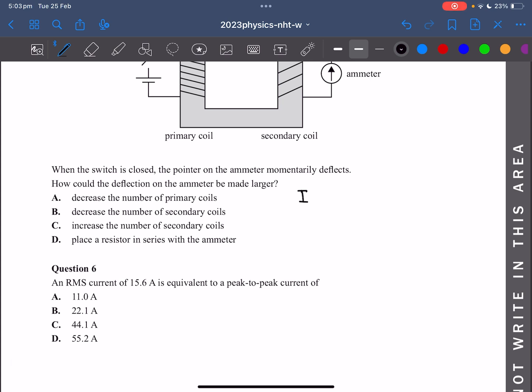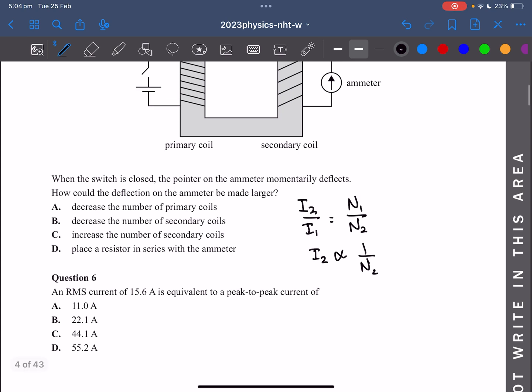So we know the relationship between the current and the number of loops, or the coils. I2 over I1 equals N1 on N2. Now I1 and N1 are going to be constant, and we're only going to be focusing on N2. So N2 is inversely proportional to I2. So if we want to increase the current in the ammeter, we have to decrease the number of secondary coils. So the answer is going to be B for this one.